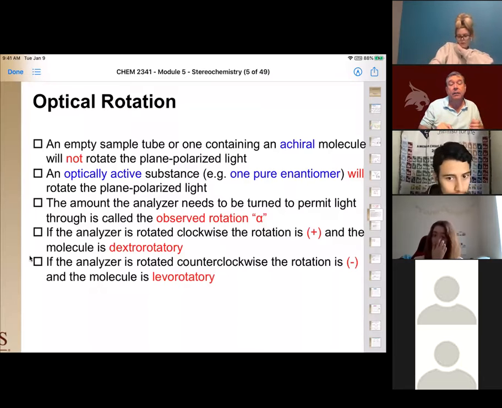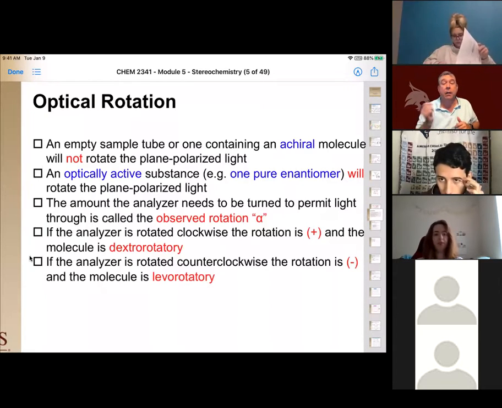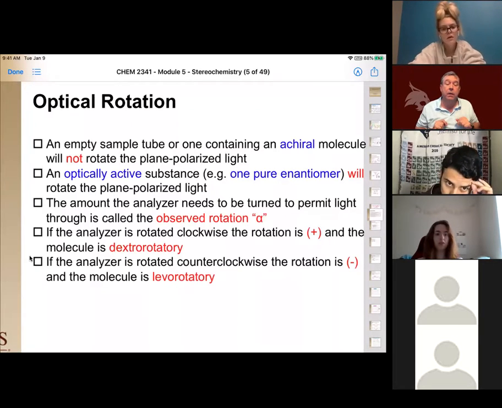If the light is rotated clockwise, we call this the plus, and that's called dextrorotatory, okay? Dextrorotatory is rotating it in the clockwise direction. And if it rotates in the counterclockwise direction, we call that levorotatory, or give it a minus sign, okay?